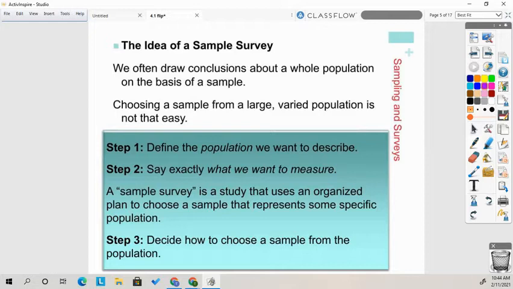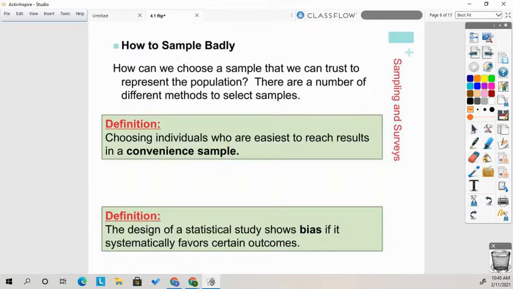All right, so how do we choose these samples? So the first thing is to be very specific, and you want to define the population you want to describe, and we will practice that in class. Then you want to say exactly what you want to measure. You want to measure a mean, a median, a percent. All right, so then the sample survey is a study that uses an organized plan to choose a sample. So your sample survey is how you're getting these people. And then decide how to choose the sample from the population. So are you going to do a random sample? Are you going to do a systematic, stratified sample? And we're going to talk about those things as we go on.